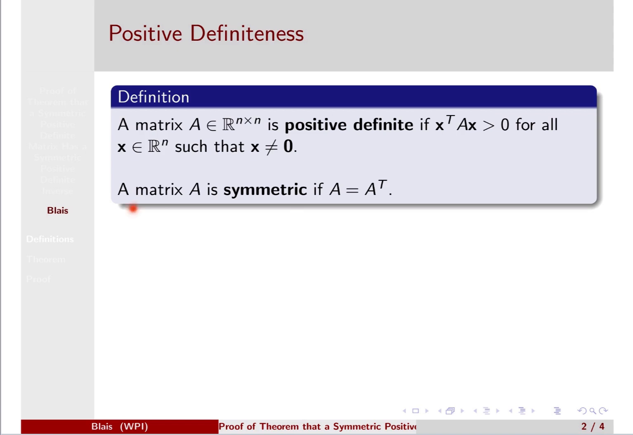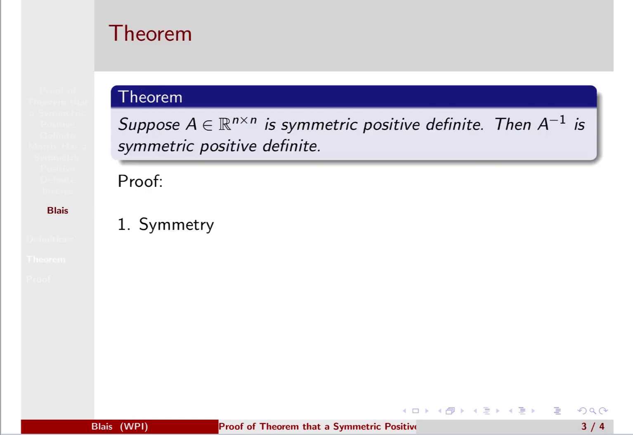The other definition we need is that a matrix A is symmetric if A equals its transpose. So that means if you switch the rows and the columns of the matrix A, you recover the original matrix A. The theorem we want to prove is the following. Suppose the matrix A in R^(n by n) is symmetric positive definite, then A inverse is also symmetric positive definite.